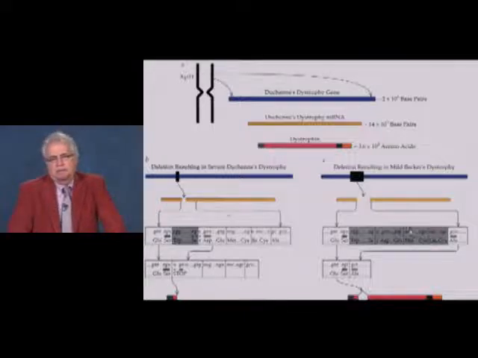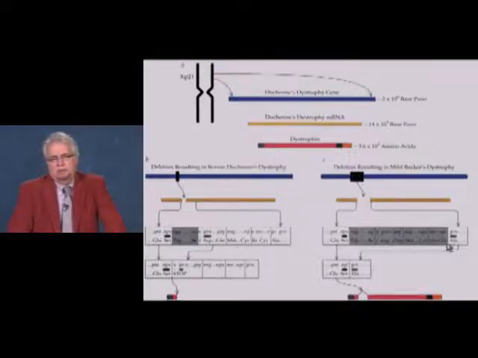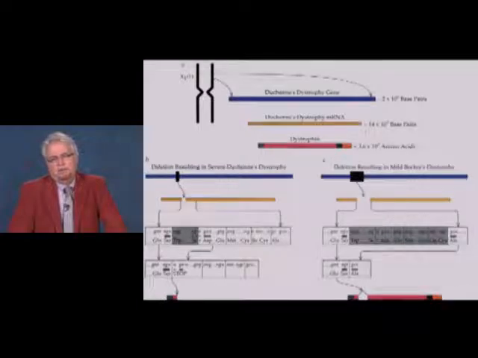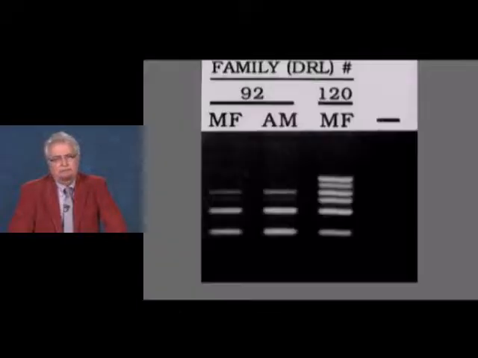Whereas in Becker patients, you can have a larger deletion which happens to be in frame, which means that the ends of the deletion of the breakpoints are compatible in the sense that the codon structure is not altered, and therefore you end up with a protein which is read as dystrophin. It is shorter, but nevertheless it is functional to some extent.